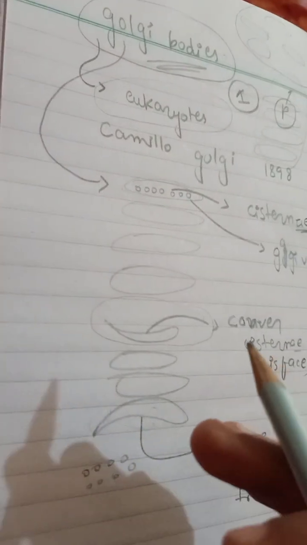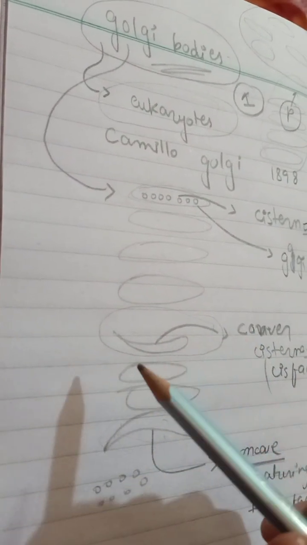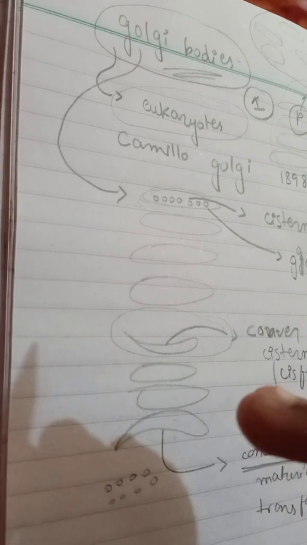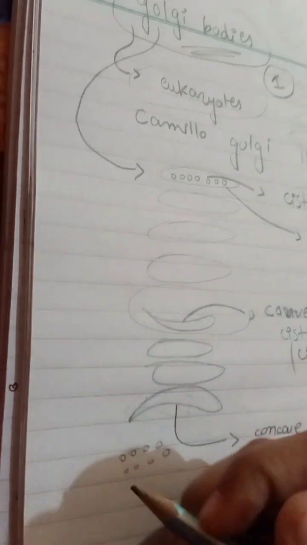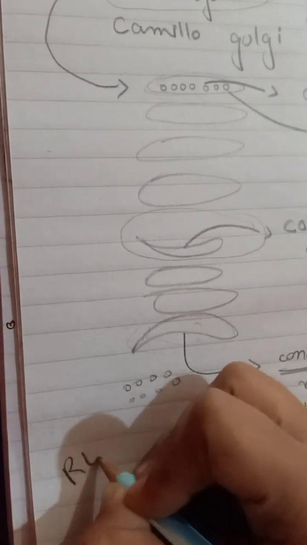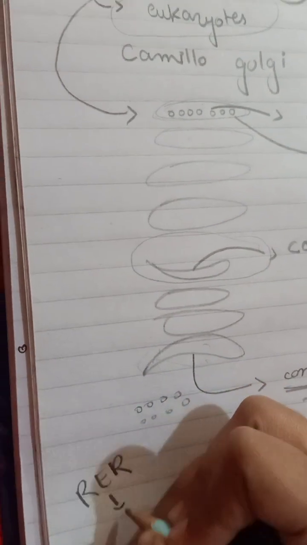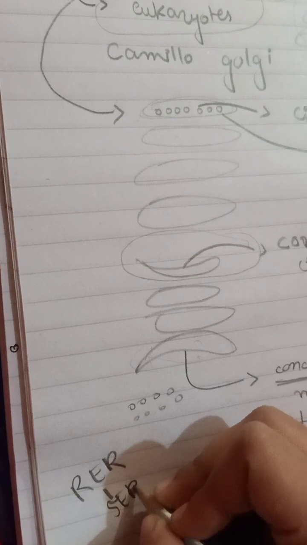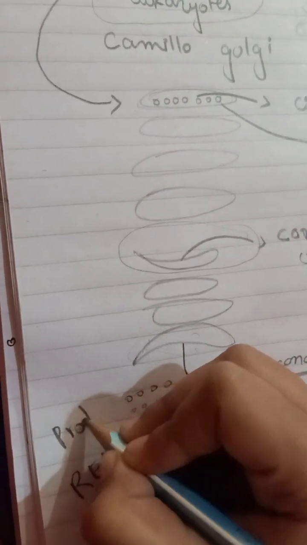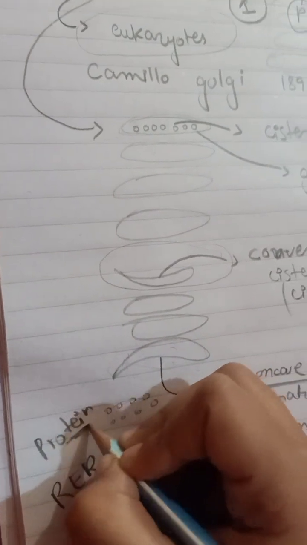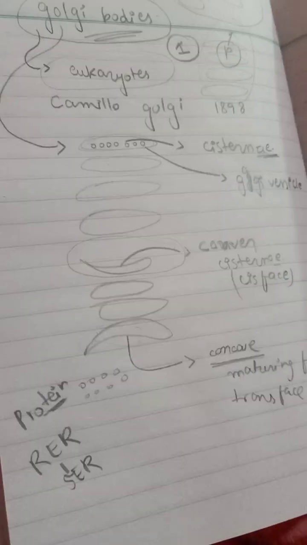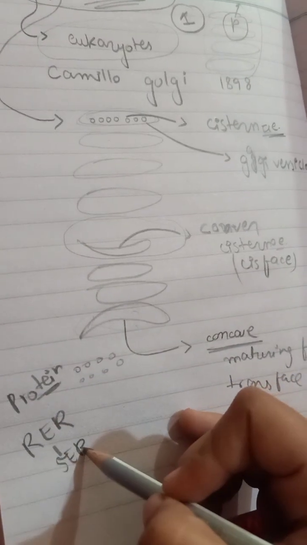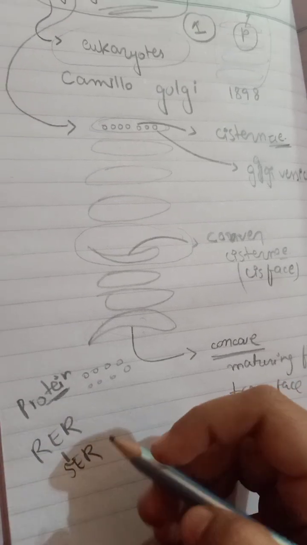After that, the Golgi complex collects the protein from the rough endoplasmic reticulum with the help of the smooth endoplasmic reticulum. They collect the protein, which is made in the rough endoplasmic reticulum, and take it from the rough endoplasmic reticulum to the smooth endoplasmic reticulum.